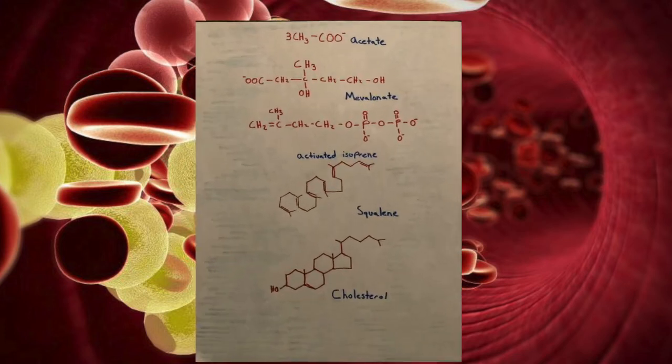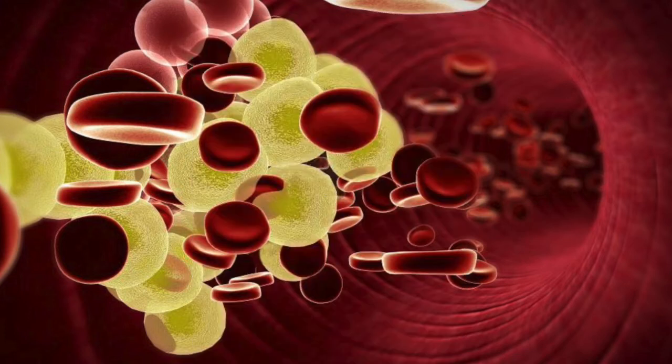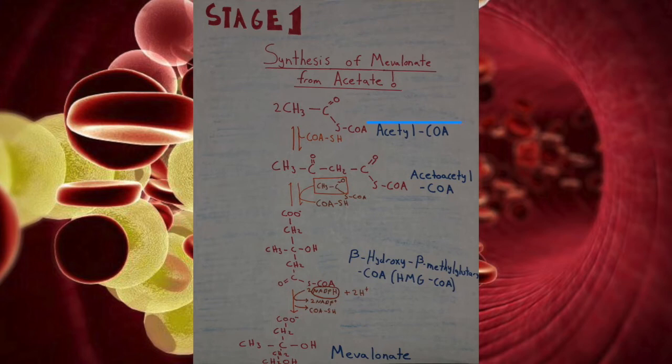The first stage in cholesterol biosynthesis is the synthesis of mevalonate from acetate. 2 molecules of acetyl-CoA condense to form acetoacetyl-CoA, which condenses later with a 3rd molecule of acetyl-CoA to produce beta-hydroxy-beta-methylglutaryl-CoA, also known as HMG-CoA. The first 2 reactions are catalyzed by acetyl-CoA acetyltransferase and HMG-CoA synthase. HMG-CoA synthase also catalyzes HMG-CoA synthesis in ketone body formation.